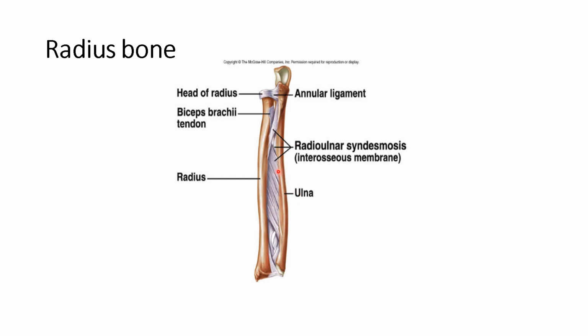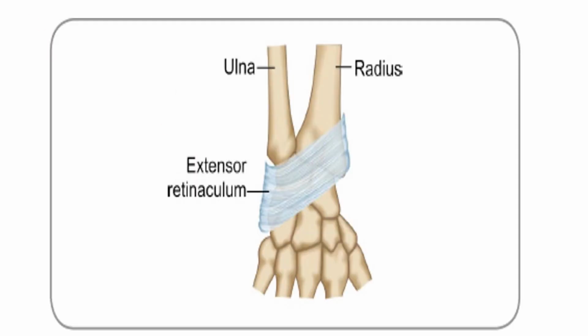So this is the interosseous membrane, and it is attached to the lower three-fourths of the interosseous border. This is also called the interosseous border or the medial border. And this is the extensor retinaculum, and it is attached to the lower part of the anterior border.